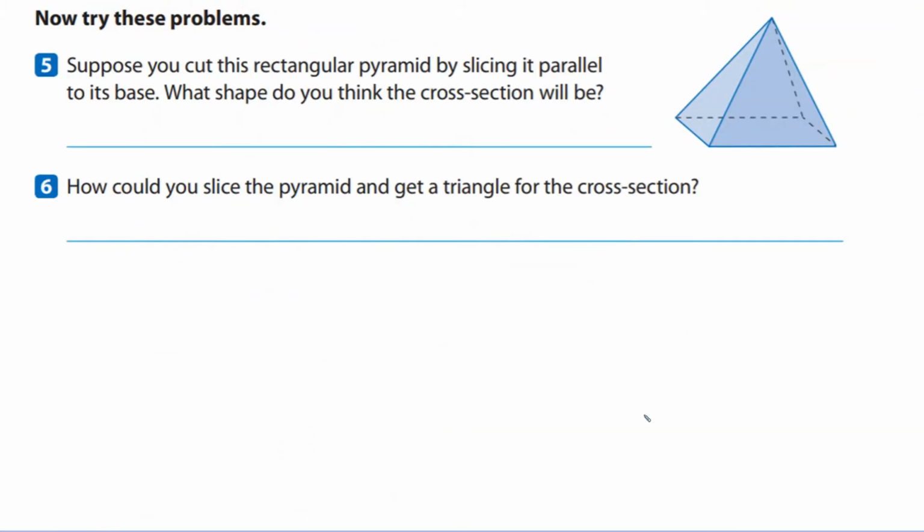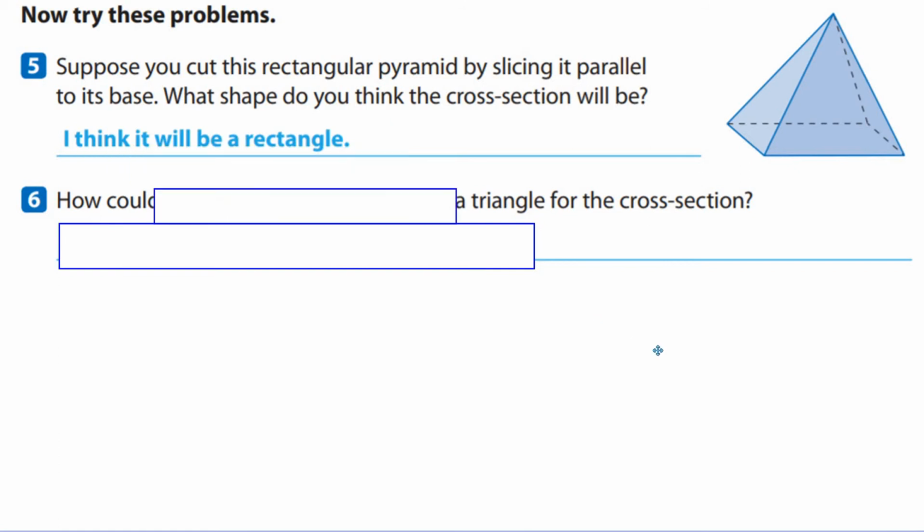Now we're going to ask you to try these problems. Suppose you cut this rectangular pyramid by slicing it parallel to its base. Think about that. What shape do you think the cross section will be? Question 6. How could you slice the pyramid and get a triangle for the cross section? Think about that. Take your time. Again, pause the video. Answer these questions, and then you can check your answers once you unpause the video.